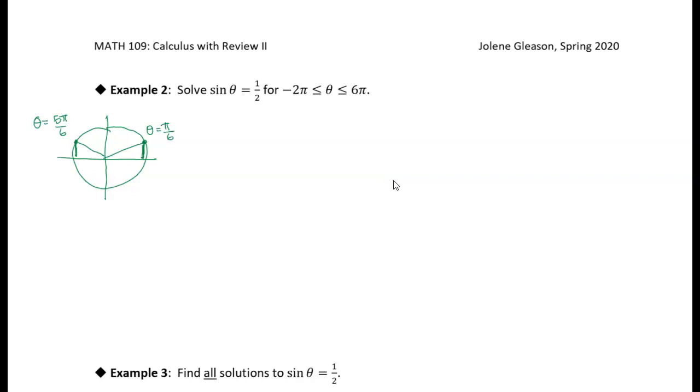Add another 2 pi, get another angle. We could subtract 2 pi because 2 pi is a full rotation, right? It's once around the circle. So we could subtract 2 pi and get another angle. Same way with 5 pi over 6. We could add 2 pi or subtract 2 pi and get more angles, right? So we need to find all of the angles between negative 2 pi and 6 pi that are coterminal with pi over 6 and 5 pi over 6.